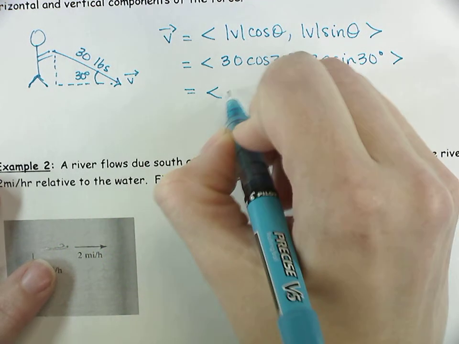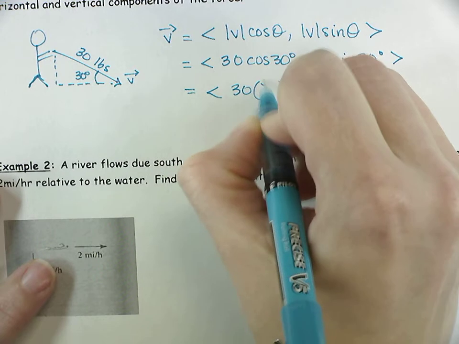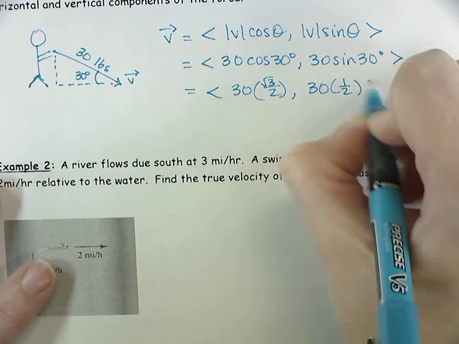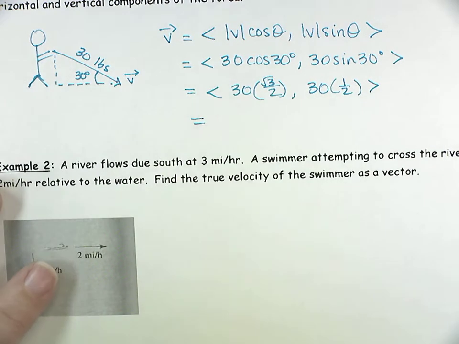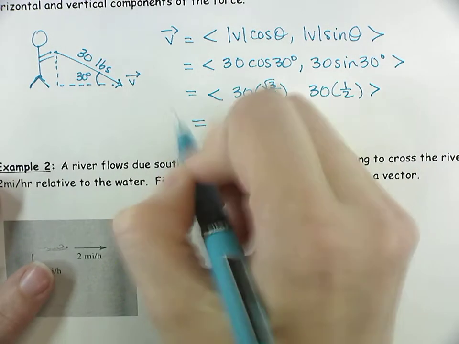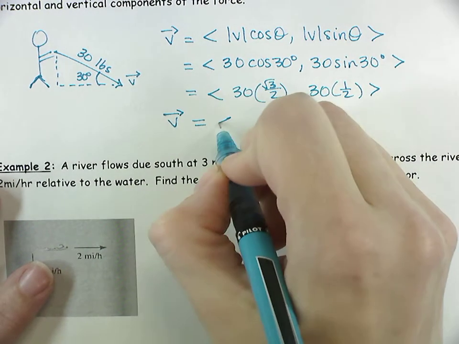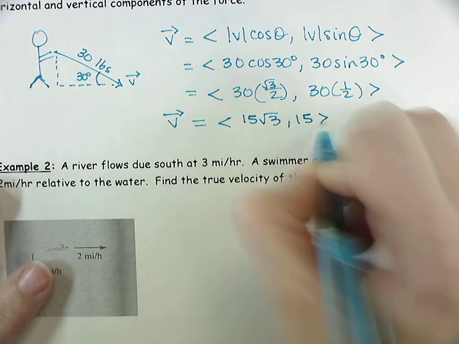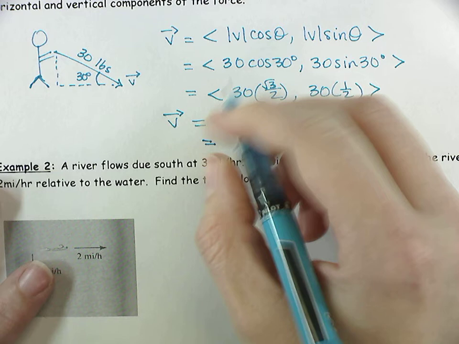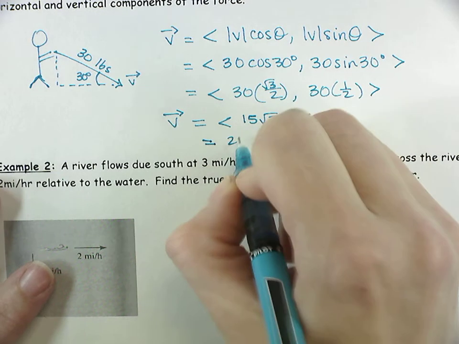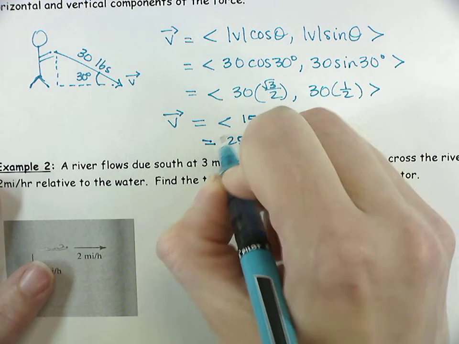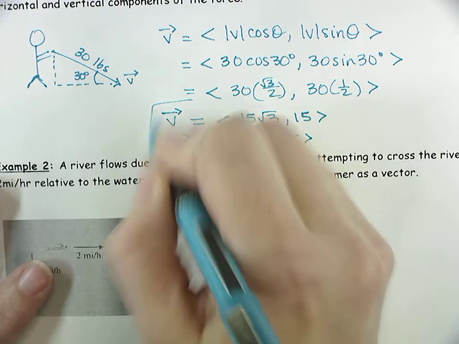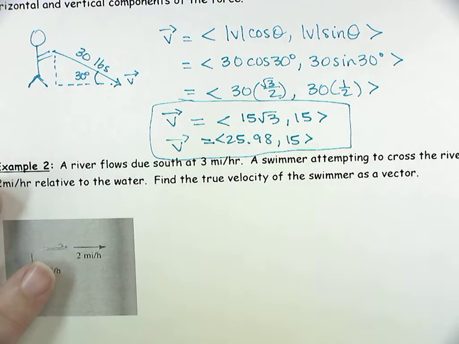Okay, and we know the cosine of 30 because that's an exact value. It would be root 3 over 2. And the sine of 30 would be 1/2. Now, just to make it easier, you guys can always round to the nearest hundredth. I would not mark you wrong though if you had 15 root 3 and 15, that would be perfectly fine. Or you can round to the nearest hundredth and have 25.98 and 15. Okay, so either one of those vectors would be correct.